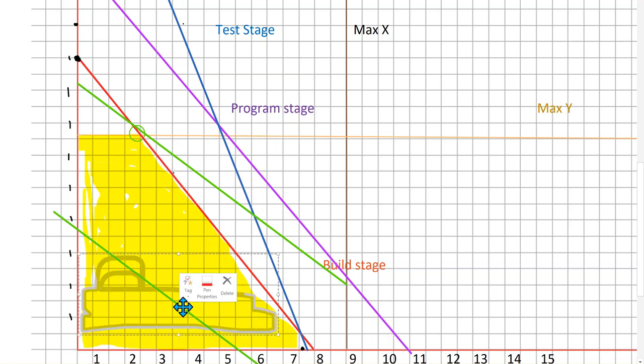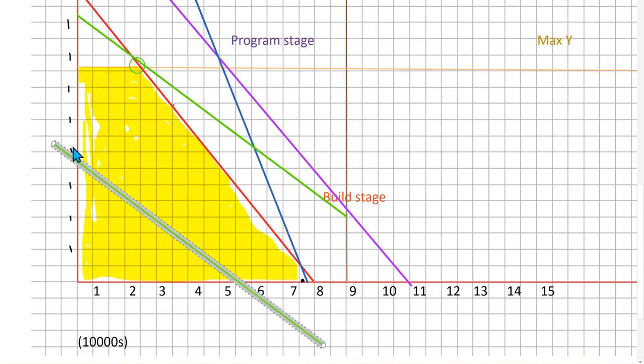This line is something else. I will explain this later. And this one as well. Other than these, this yellow area is your feasible area. This could be asked in the exam as well, and it could come in hot spot questions, where you have to point out which line is which, or where the feasible area would be.